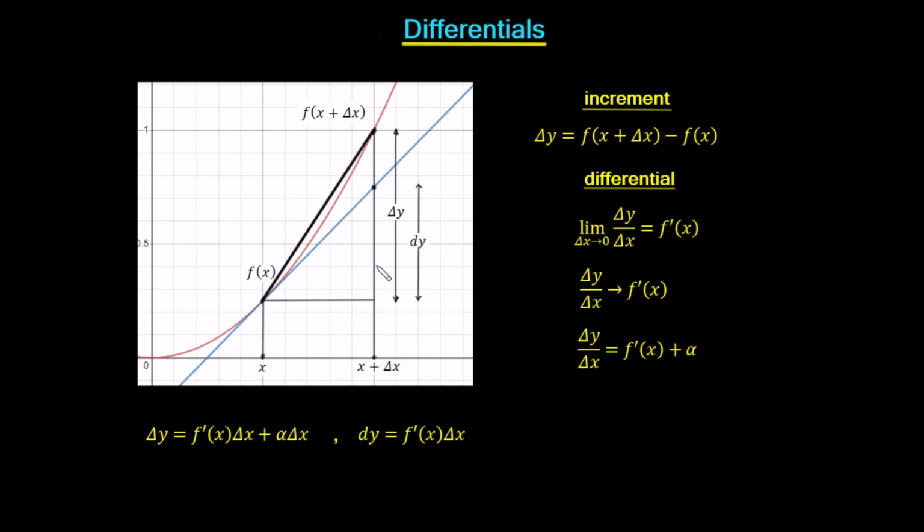So our differential is our linear approximation to our increment. But we're going to be left with this distance here. So this distance here is going to be given by our alpha delta x. So it means that our increment delta y is split into a linear increment here, which is our differential, and we've also got an increment here, which is our higher order values.